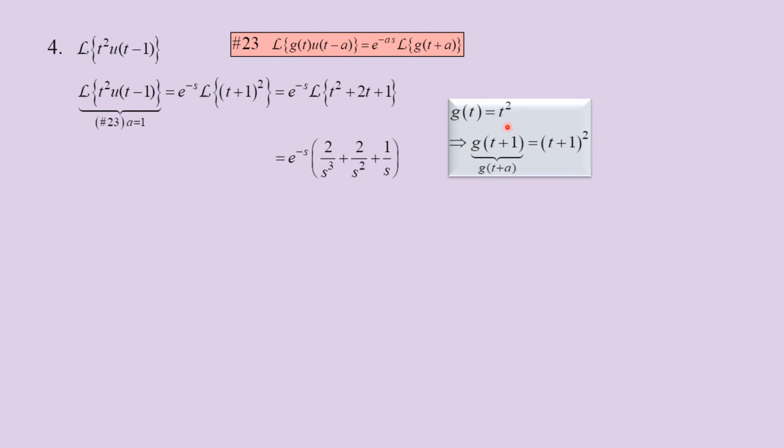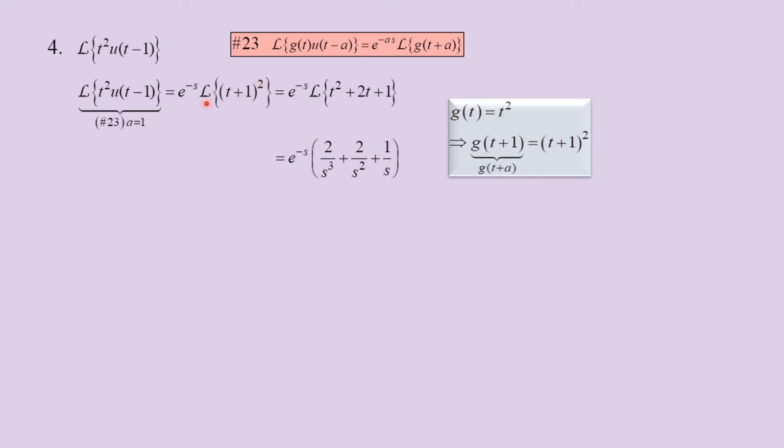Applying formula number 23, the Laplace transform of t squared times u(t minus 1), where a is equal to 1, is given by e to the power of negative 1s, or e to the power of negative s, multiplied by the Laplace transform of g of t plus a. Now we have already found g of t plus a, or g of t plus 1, as t plus 1 squared. So replace g of t plus a by t plus 1 squared in this formula. So we write e to the negative s times the Laplace transform of t plus 1 squared.